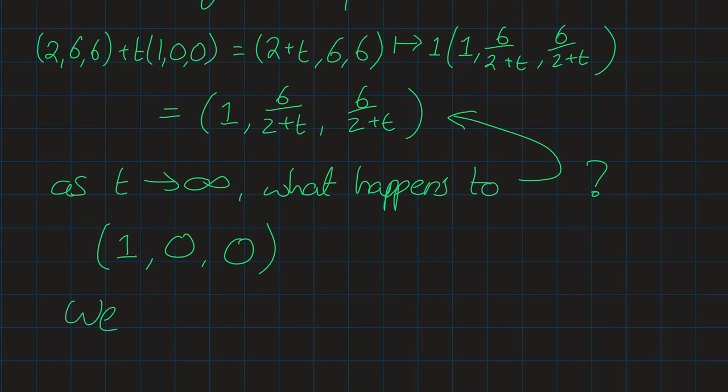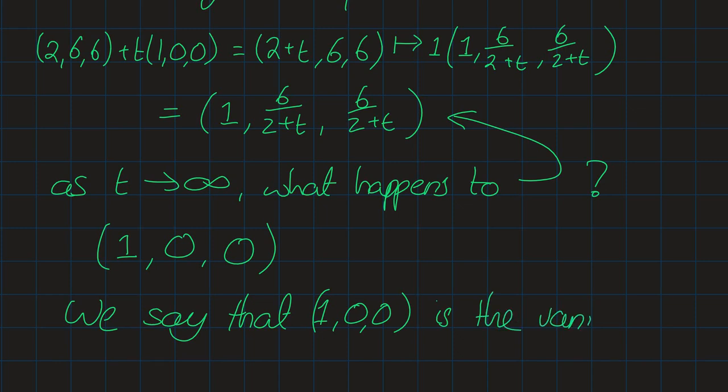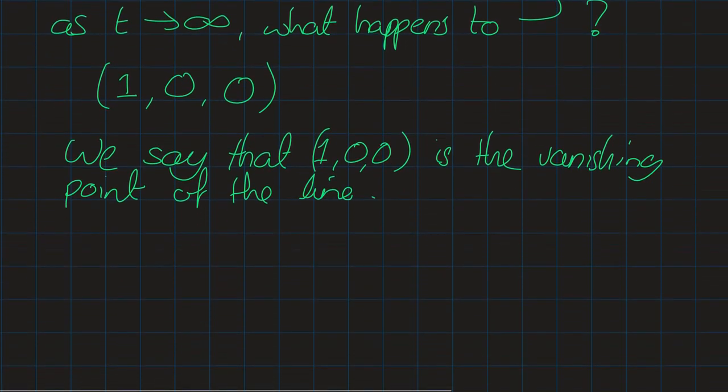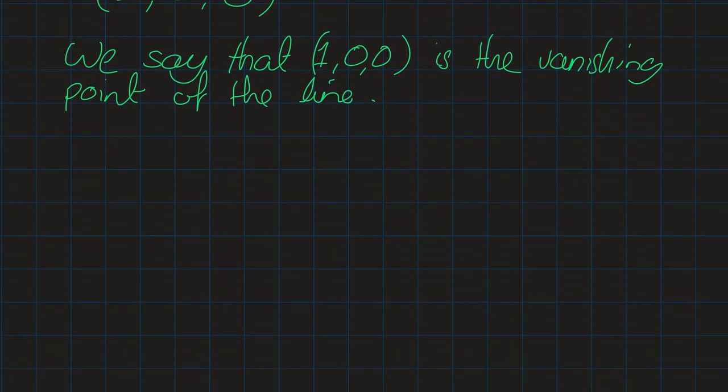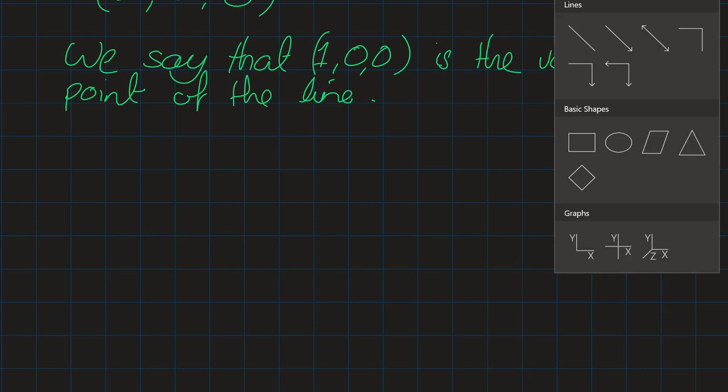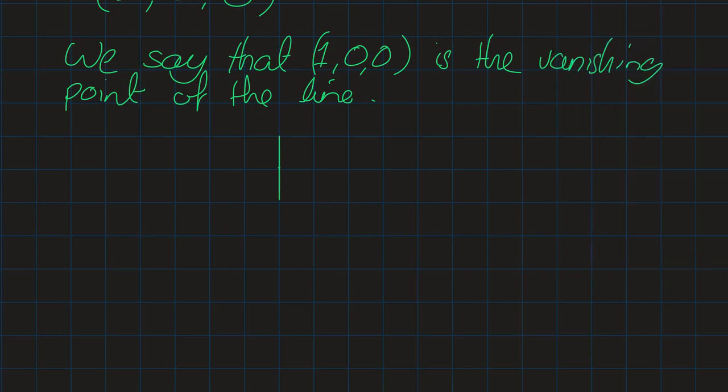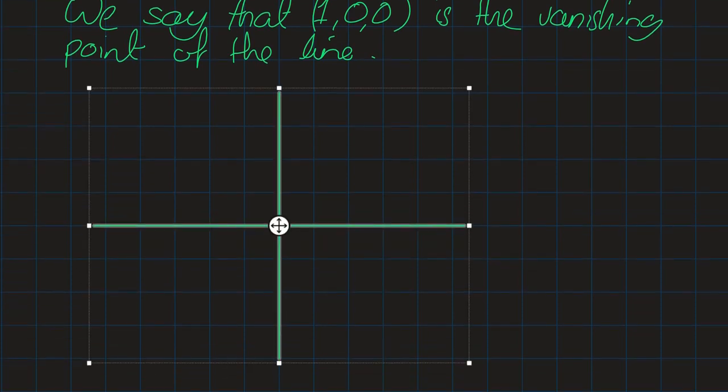And we say that (1, 0, 0) is the vanishing point of the line. Okay, so if we were to try and plot this line, what would it look like? If we were to try and plot the image of this line after we centrally project it, what would that look like?